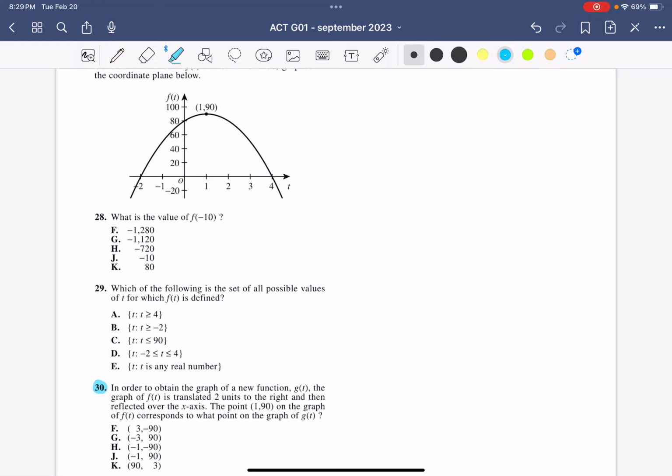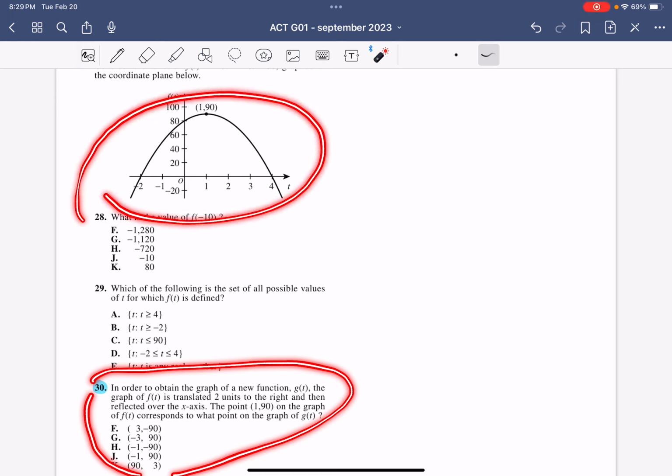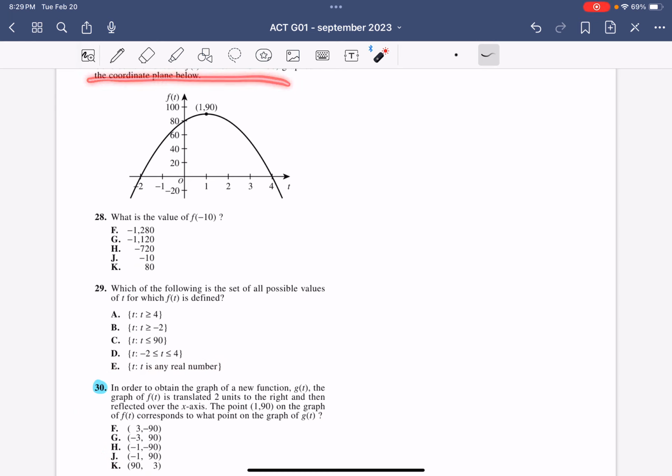Question 30. So we're down here at the bottom of the page. I zoomed out so that way we can see this graph, because this graph, when there's a little information above it that you can't see, goes with number 30. But we don't really need the information up top for this problem.